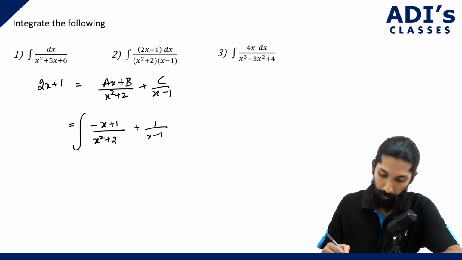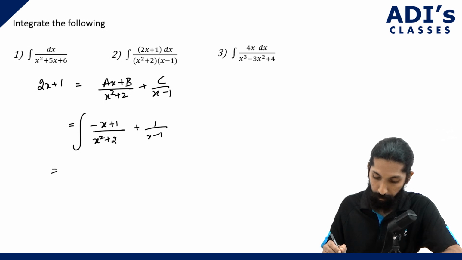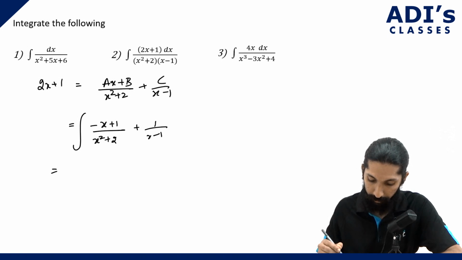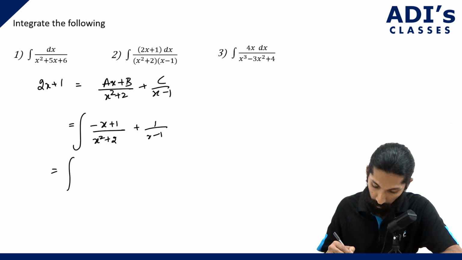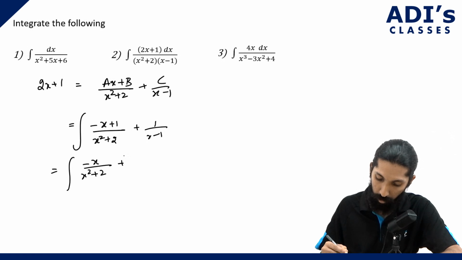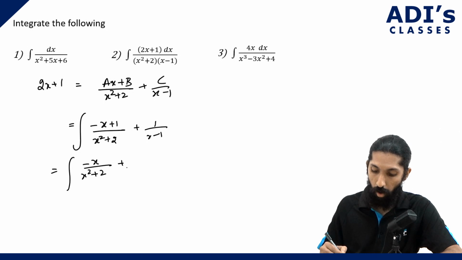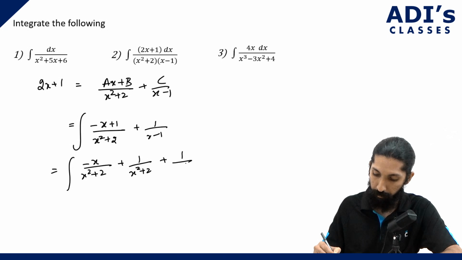Correct? So now what do we do? Look at the numerator. Split that again. That means integral of minus x by x square plus 2, plus 1 divided by x square plus 2, plus 1 by x minus 1.